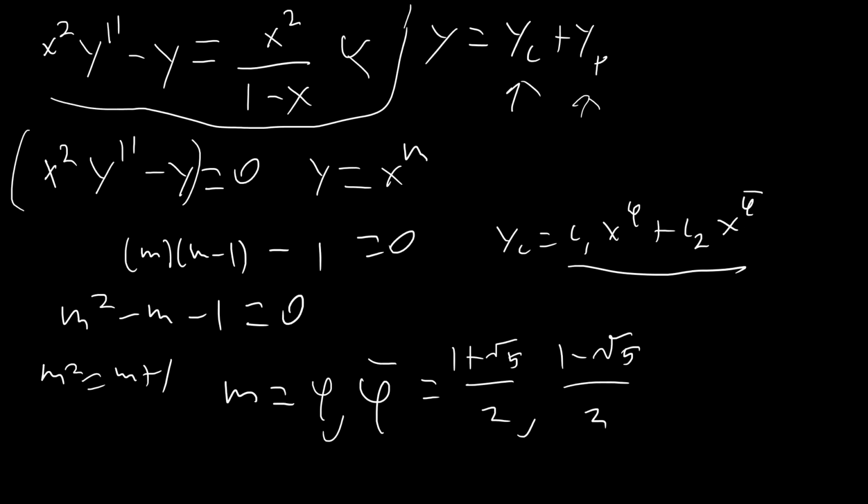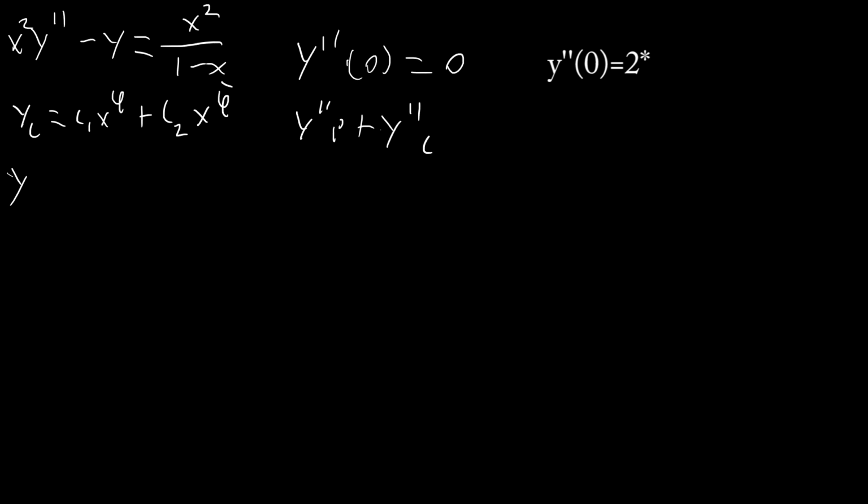So that's why we need initial conditions. The only initial condition we're given is that y double prime of 0 is equal to 2. And what I'm going to do is show that both c1 and c2 have to be equal to 0. Since y double prime of 0 is given, we can go ahead and find y double prime of c, since y double prime is really y double prime of p plus y double prime of c.